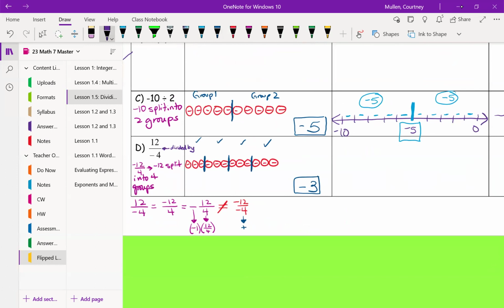Take your ruler and draw the number line. We're going to put 0 on the right again, and we have -12. Now, I might want to skip count on this one, but we know we're going to end up with 3 in each group. So should we skip count by 3s? Maybe, but let's just go by 1s. -1, -2, -3, -4, -5, -6, -7, -8, -9, -10, -11, and -12.